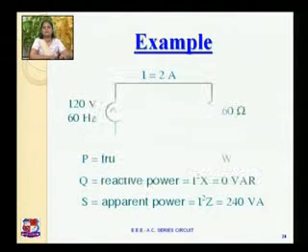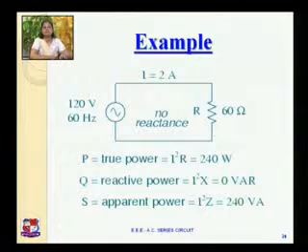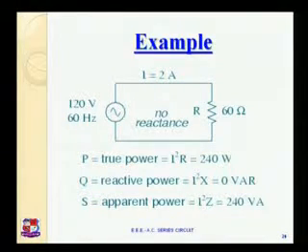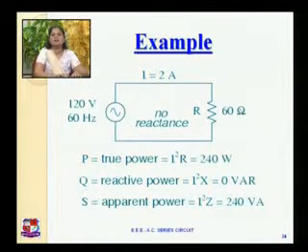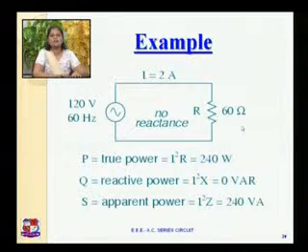Now one example is given. One circuit is given to you. Supply voltage is 120 volt and frequency is 60 Hz. This is a purely resistive circuit. Current passing through the circuit I is equal to 2 ampere, and the value of resistance is 60 ohm. Now as we had discussed earlier, your real power is equal to I square R, reactive power is equal to I square X, and apparent power is equal to I square Z. So now in this particular circuit only resistive elements are there, no reactive elements are present over here.